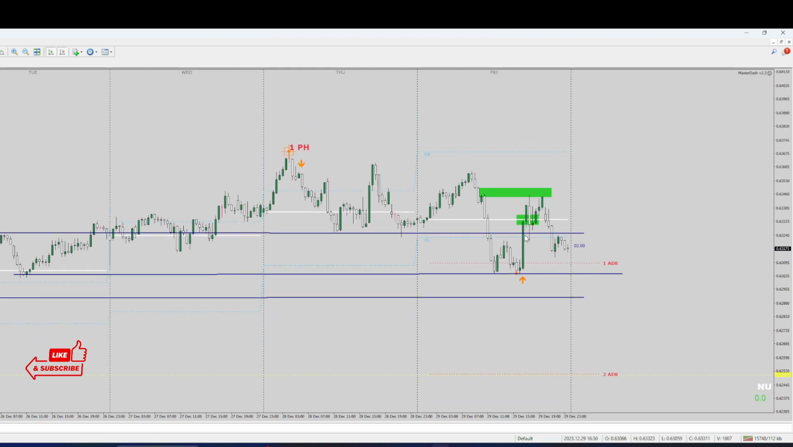Waiting for this one to come back to yesterday's low for an entry. Yeah, it's about 20 pips. I mean, I guess it's not too bad either. Back to that area.